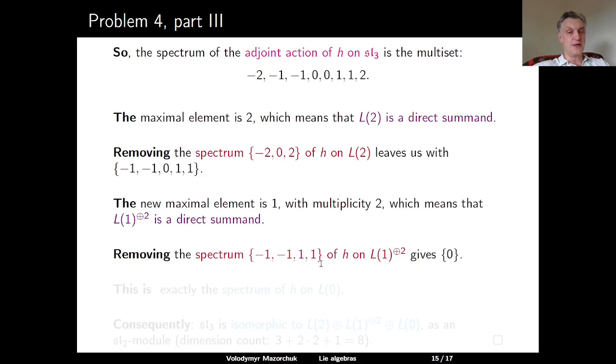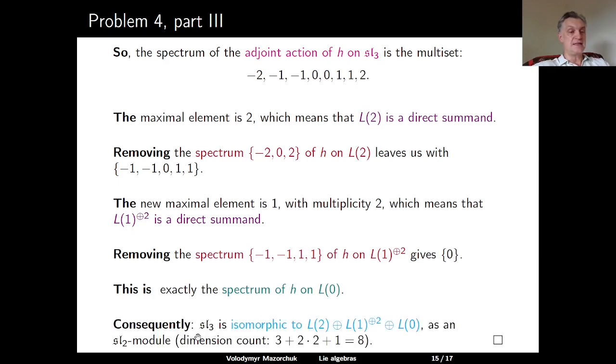And if we remove this spectrum from what we have, what remains is just 0. And this is exactly the spectrum of H on L0. Consequently, as an SL2 module, SL3 is isomorphic to L2 plus L1 plus L1 plus L0. And we can even check that the dimensions agree, so we have 3 plus 2 plus 2 plus 1, that's equal to 8. This completes problem 4.